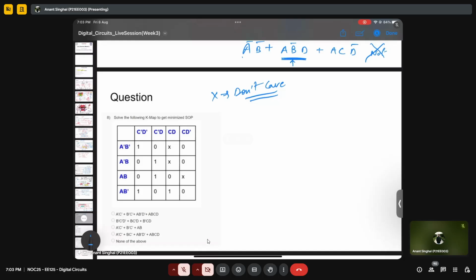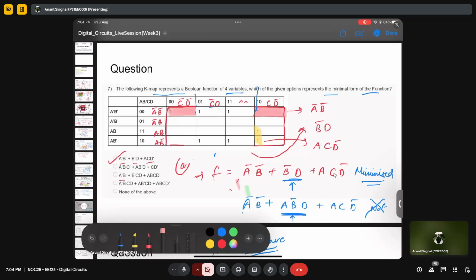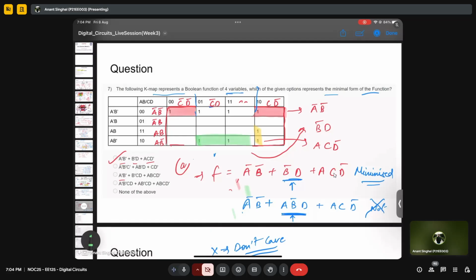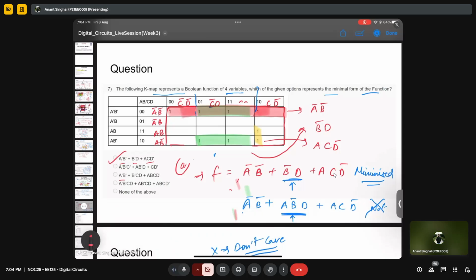Can you explain, sir, how B bar D came in the previous question? Oh, so B bar D is this. I can make a quad with this, right? This is B bar D. Is overlapping allowed, sir, from above, the horizontal one? Yeah, overlapping is allowed. So this is one quad. The second quad is the green one. The third pair is the yellow.